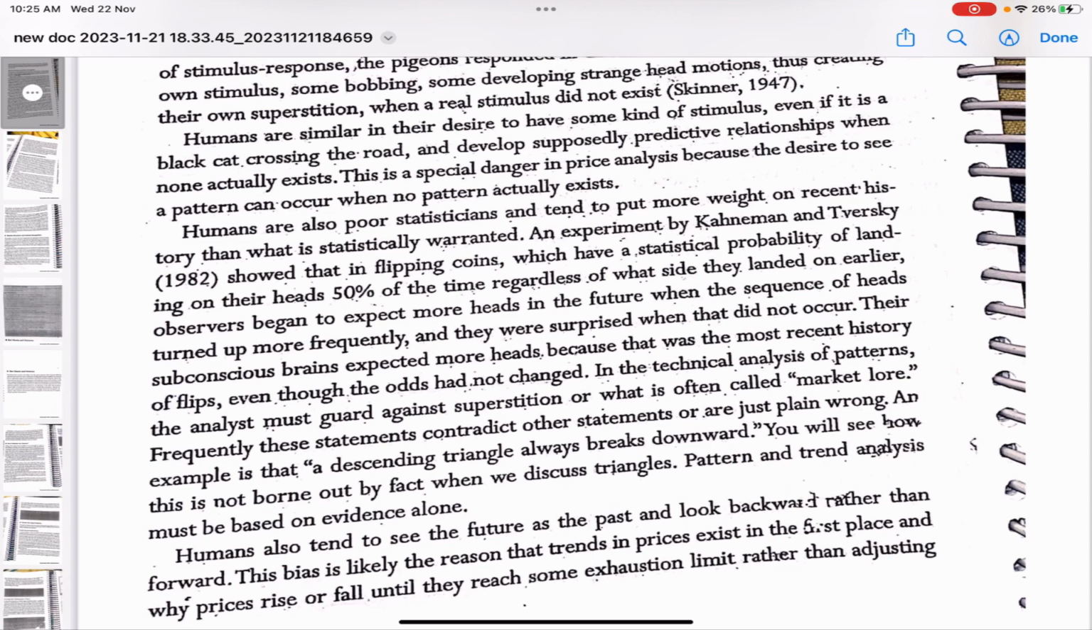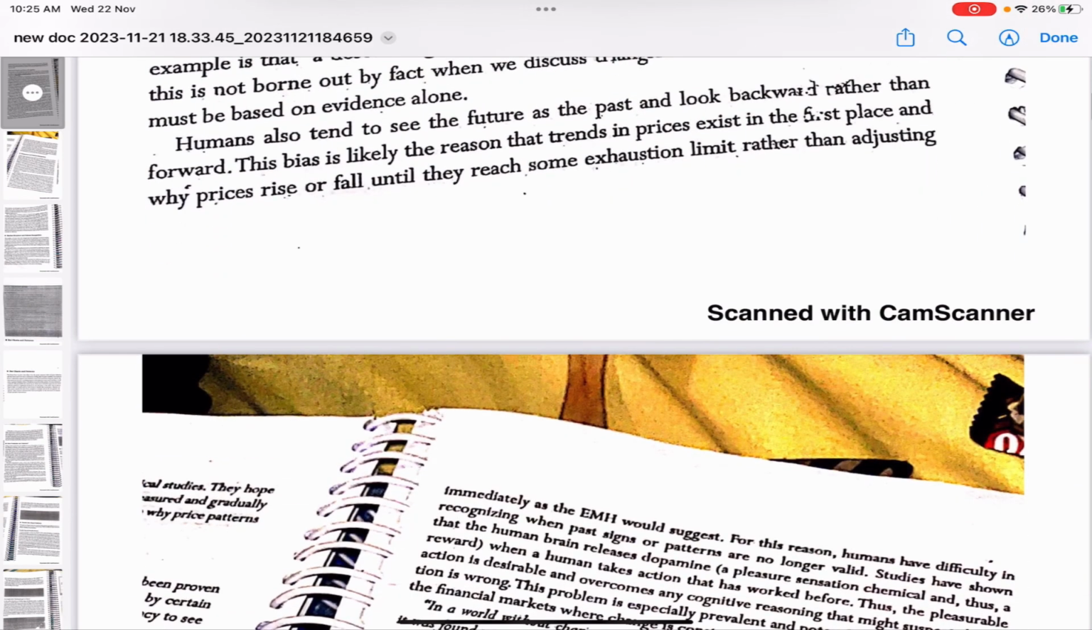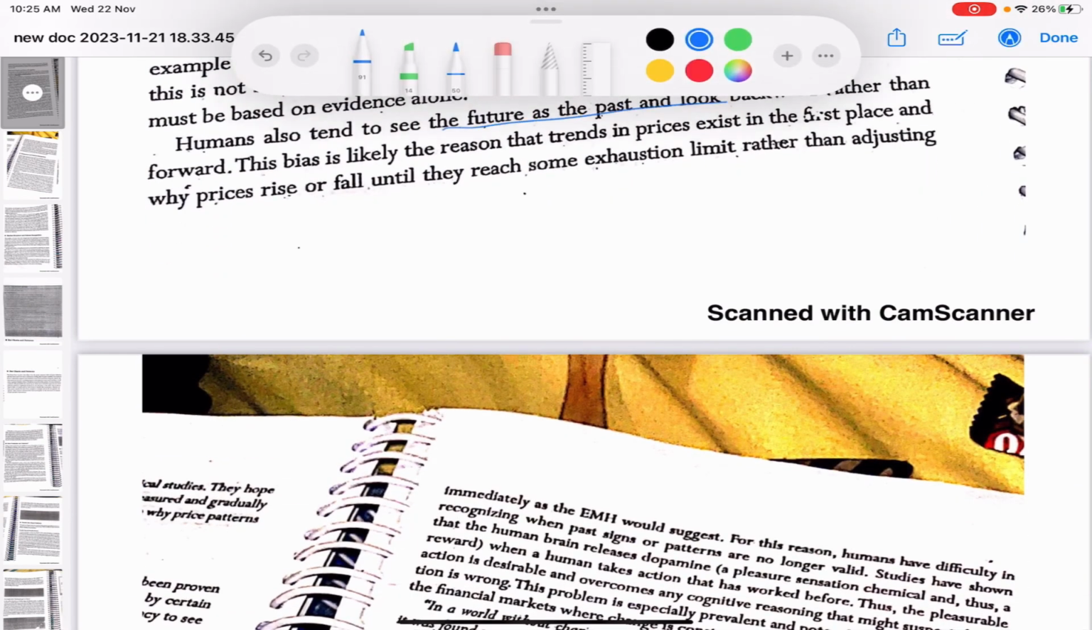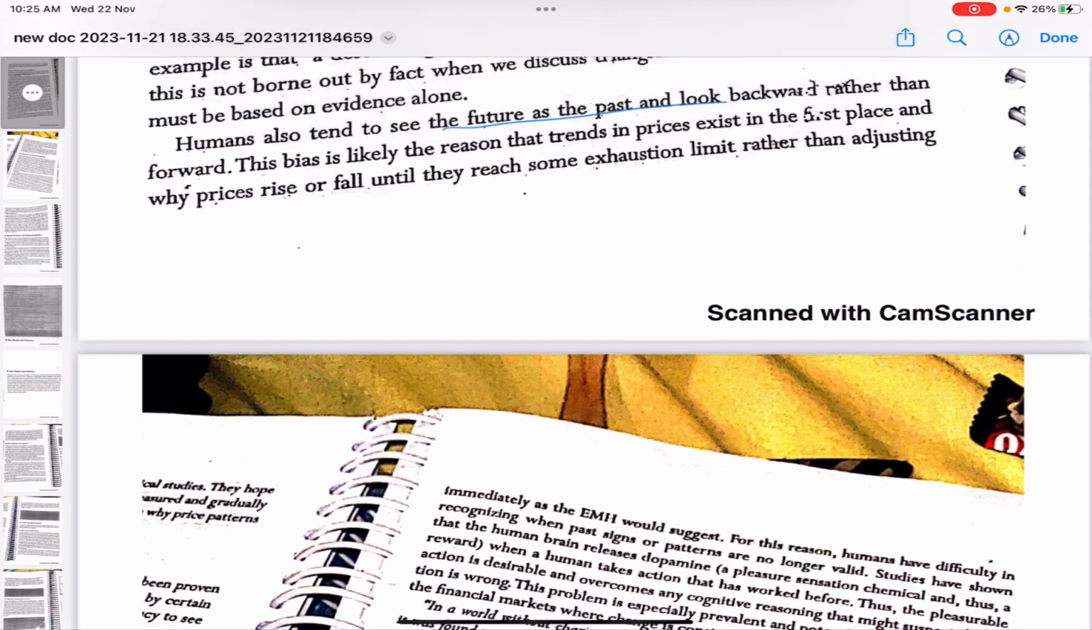So that's the thing about humans, right? We give more weight to what is happening currently and recently as compared to something that has been happening before. So that is what they are discussing. Humans also tend to see the future as the past. So if something unfavorable happened in the past, we make sure that it doesn't happen in the future.